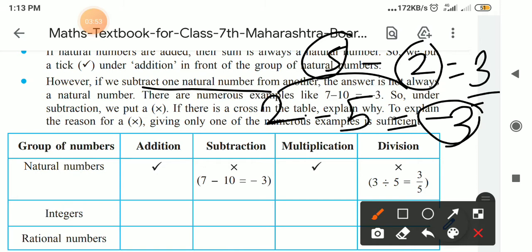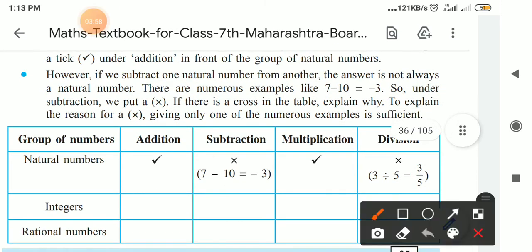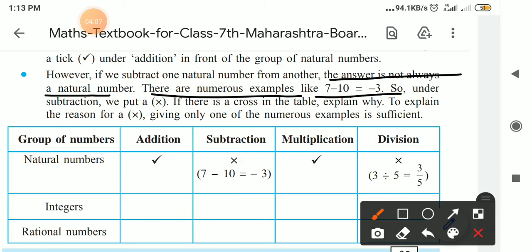It is an integer. So it is given here that the answer is not always a natural number; there are numerous examples, like 7 minus 10 is minus 3. So under subtraction we put the cross sign. If there is a cross in the table, explain the reason for it. Here an example is given as the reason. Only one of the numerous examples is sufficient.